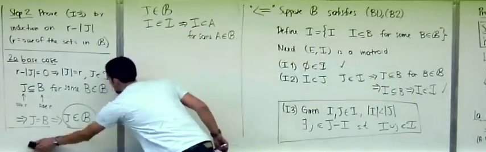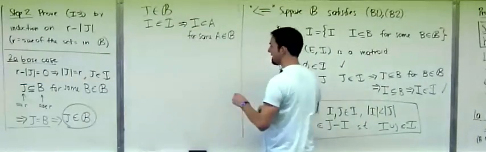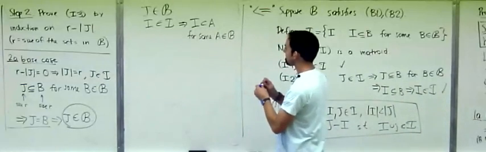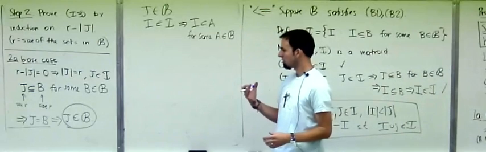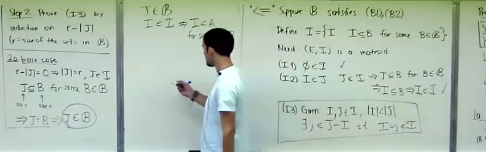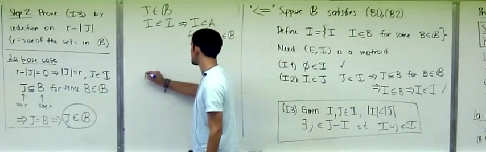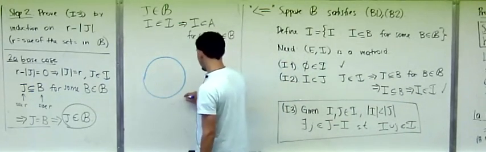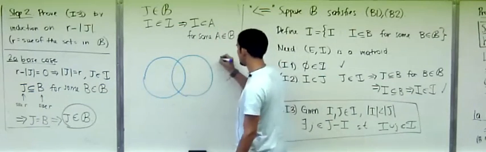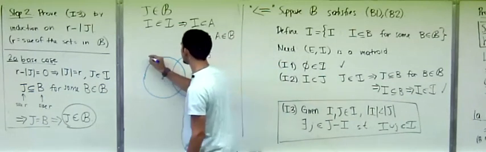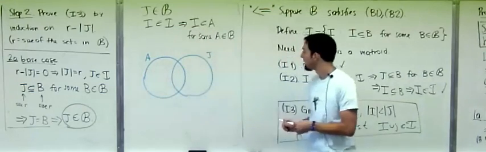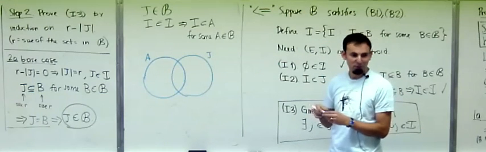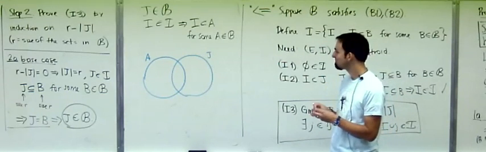Okay? So my little Venn diagram, let's put some colors into this proof here. I have two sets of B. One of them is called J, and the other one is called A. So here's the Venn diagram of J and A. And I tried to illustrate the fact that they have the same size, and therefore I drew these two circles of the same size.